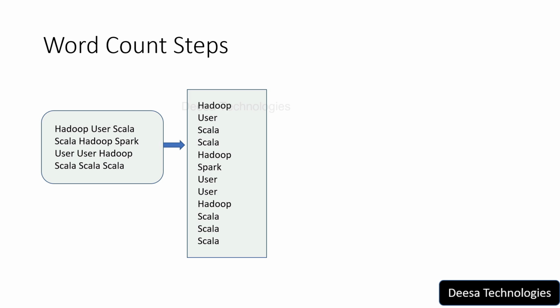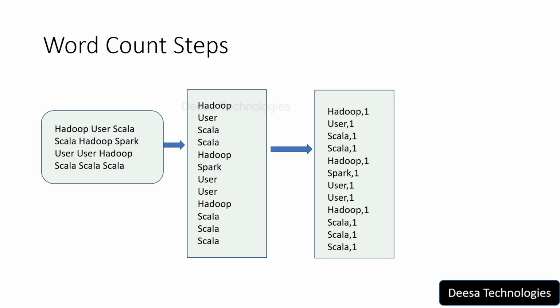Now once you flatten the data, to every element you assign a key, with value 1. So Hadoop 1, user 1. Every word you give the value 1. And then you group the data. You group the data on key, so Hadoop, and then you make a sum: Hadoop is occurring 3 times, user is occurring 3 times, Scala 5, and Spark 1. So this is the process of MapReduce. The same process we'll follow in Spark as well.